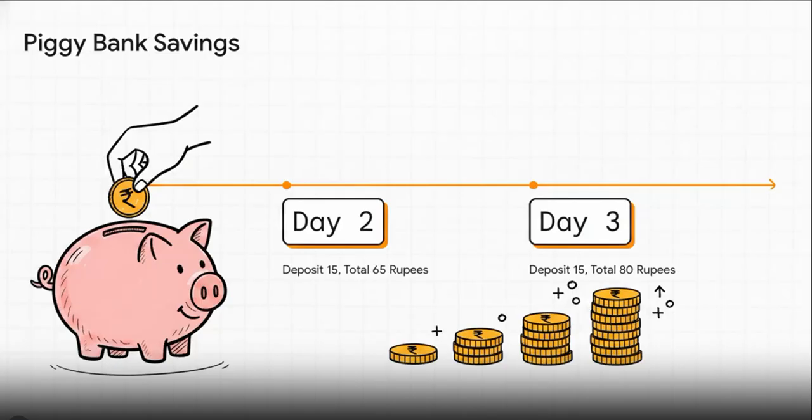And you know what? We do this kind of thing too. Imagine you drop 50 rupees into a piggy bank on day 1, and every day after that, you decide to deposit exactly 15 rupees. So day 2, you have 65 rupees. Day 3, 80 rupees. You're actually manually creating a mathematical pattern right there just by maintaining a consistent habit.